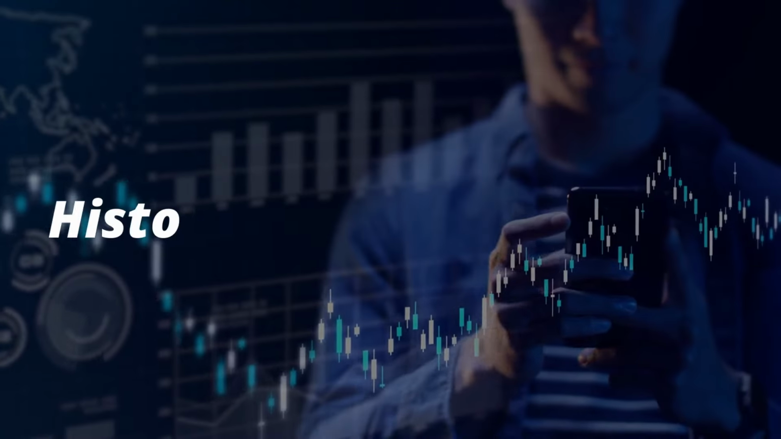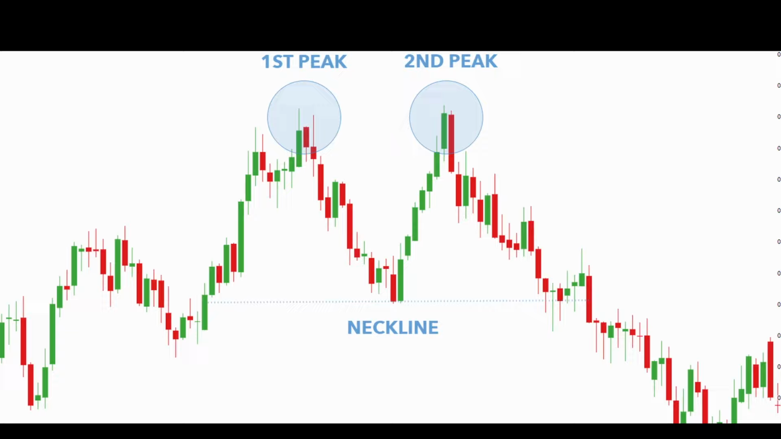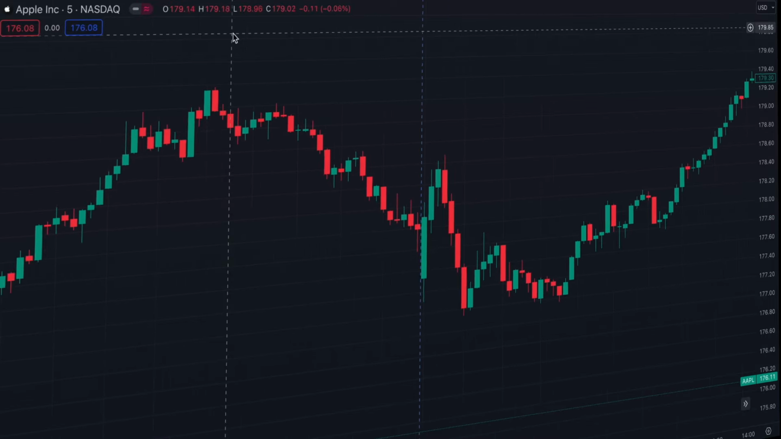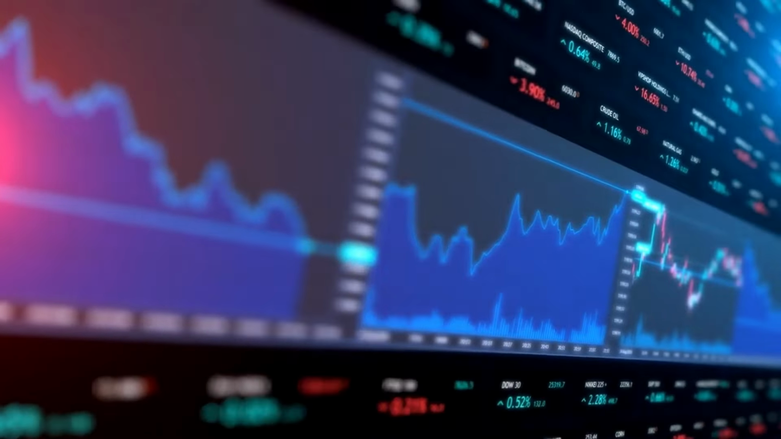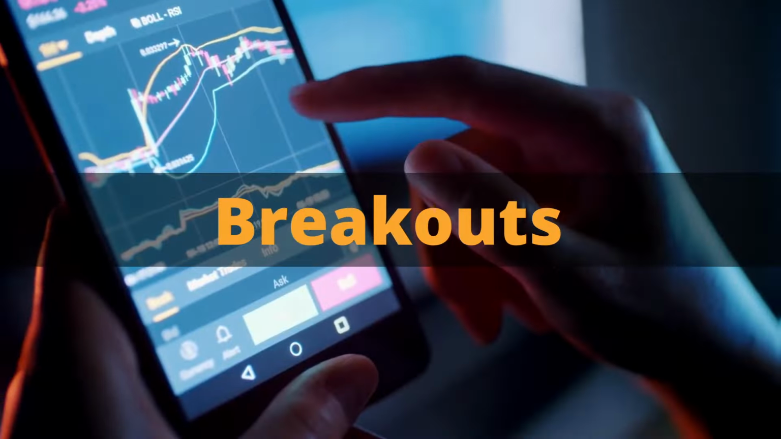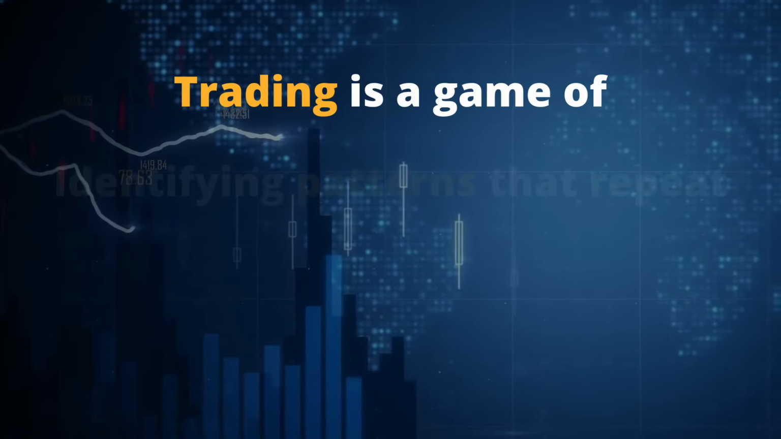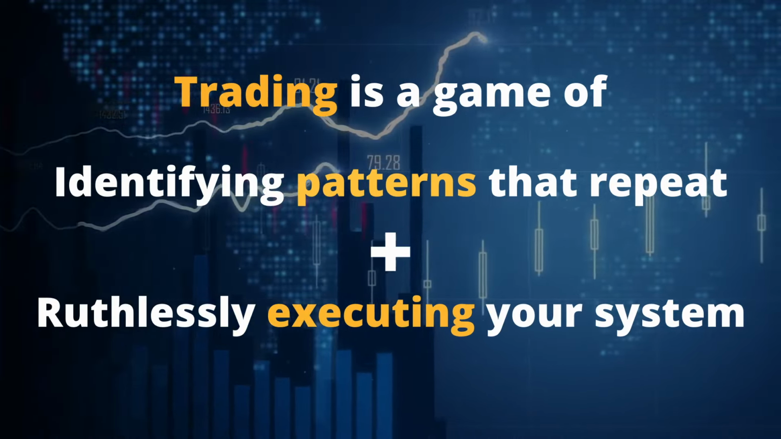In markets, history repeats quite often, which is why market patterns also tend to repeat quite often. Every market day is different, but it is similar to some prior day in history. By understanding different types of market days, you gain the power to predict reversals, breakouts, and stalled markets with remarkable accuracy. Trading is a game of identifying patterns that repeat, and ruthlessly executing your system consistently.